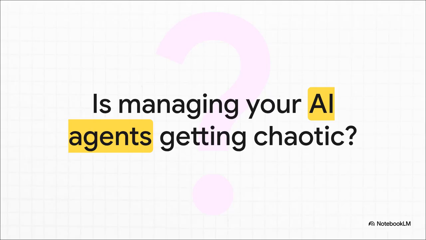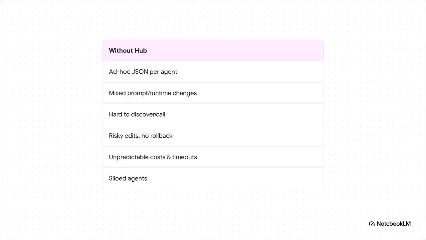Seriously? Does this sound familiar? You start with one brilliant agent, then another, and pretty soon you've got a dozen of them, right? Each with its own separate JSON file, its own deployment quirks, its own operational needs. It's just a classic case of complexity creep, and before you know it, the whole thing can feel completely unmanageable. Yeah, this is what I'm talking about.